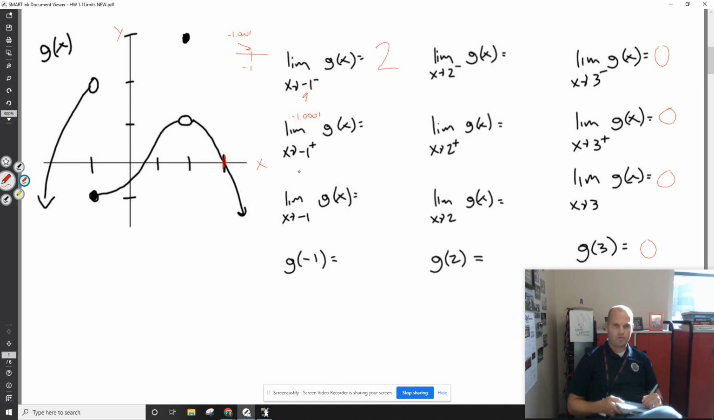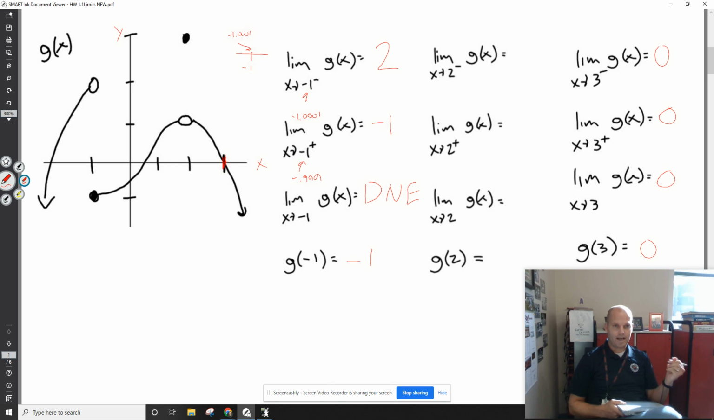Now, if I'm to the right of -1, like -0.99999, here's -1, here's to the right, I'd be using this piece. I'd get closer and closer to this closed circle. Well, we're approaching this y coordinate, -1. And since we have a closed circle here, that's our function value. Okay, cool. However, the left-hand limit and the right-hand limit do not agree with each other, so this limit does not exist.